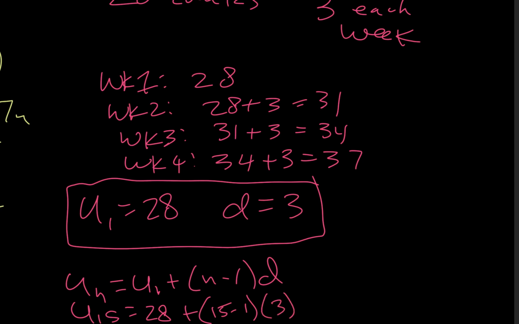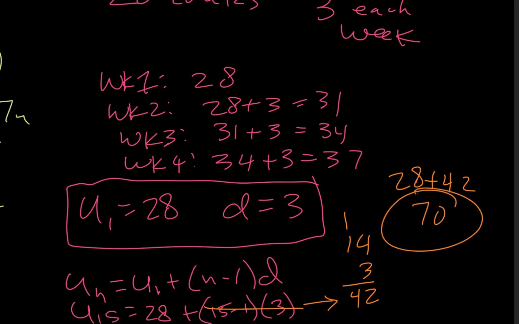So now all we need to do is simplify this. So it's going to be 14 times 3. So we have 14 times 3, 42. So that's 42. So we have 28 plus 42, that's 70. And that answers that question. So after 15 weeks, he sent 70 comic strips.